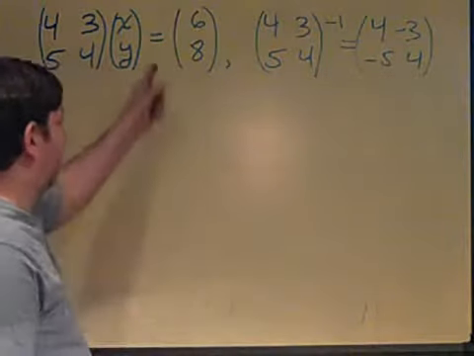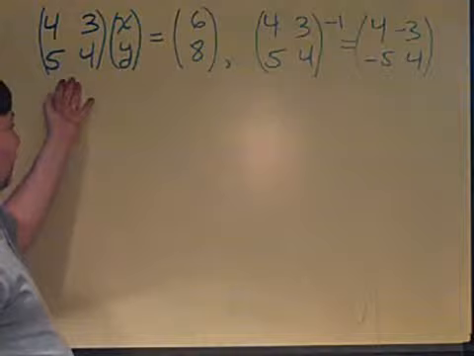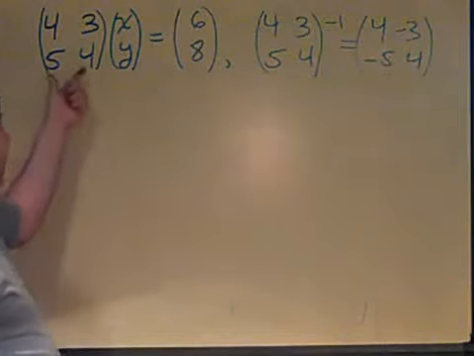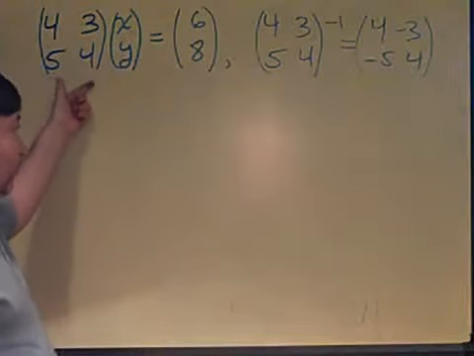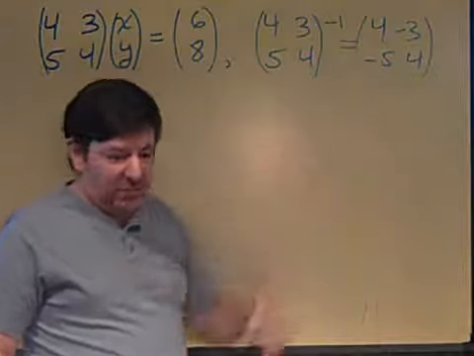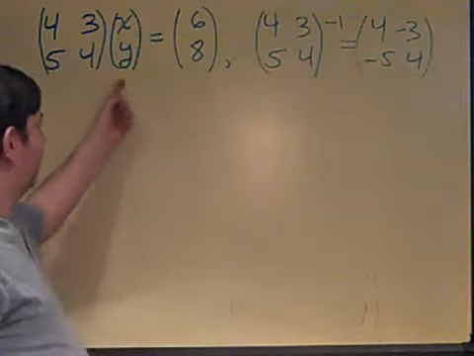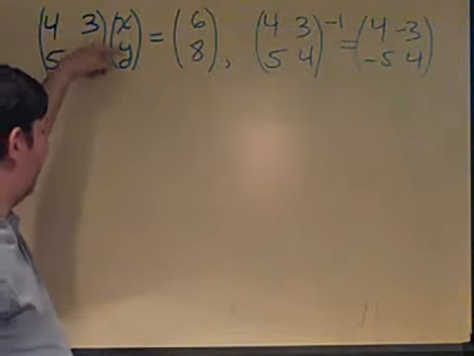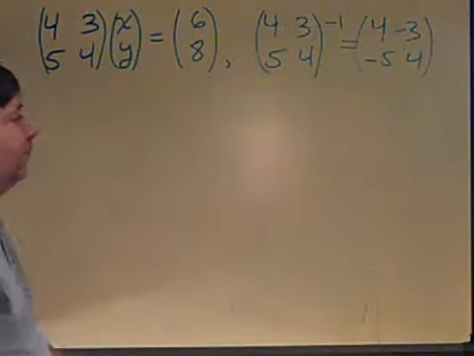We were given this matrix equation. This matrix times xy is equal to 6, 8. And we're told what the inverse of this matrix is. The inverse of this matrix is this matrix. And again, we want to solve for xy. What can you multiply this matrix by to get 6, 8?